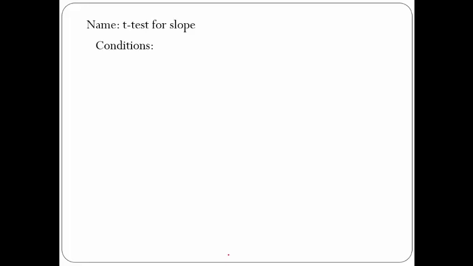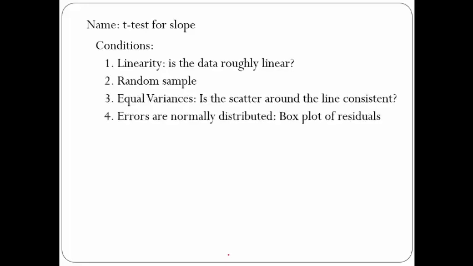So this is called a t-test for slope. Your four conditions. Is the data linear? Here's the random, right? There's your SRS. And then equal variances. Is the scatter around the line consistent? A good place to look at this would be the residual plot, right? Are there positive and negative values of the residuals? That tells us that there are values above and below the line of best fit. And the errors are normally distributed. So that's kind of a funky one, and we're pretty much going to always assume that that's true. I'll show you how to do that in just a minute.